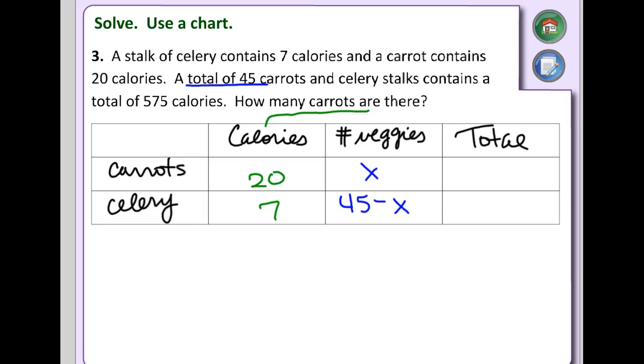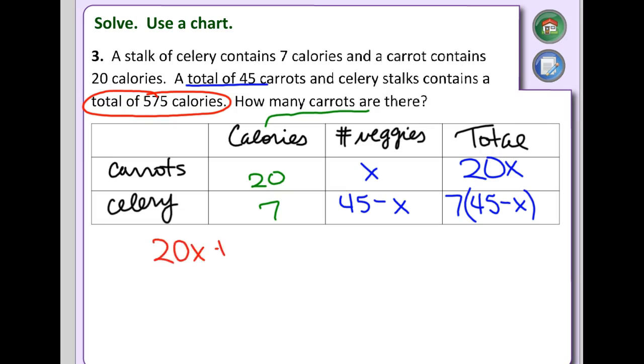So now, once again, we're going to multiply across to get our total. So 20 calories for every carrot, 7 calories for every piece of celery. And so now there's always some other number in our story problem that we need. And that's right, it says the total of all those is 575 calories. So let's see what our equation would look like. It would be the carrots plus the celery equals a total calorie count of 575.